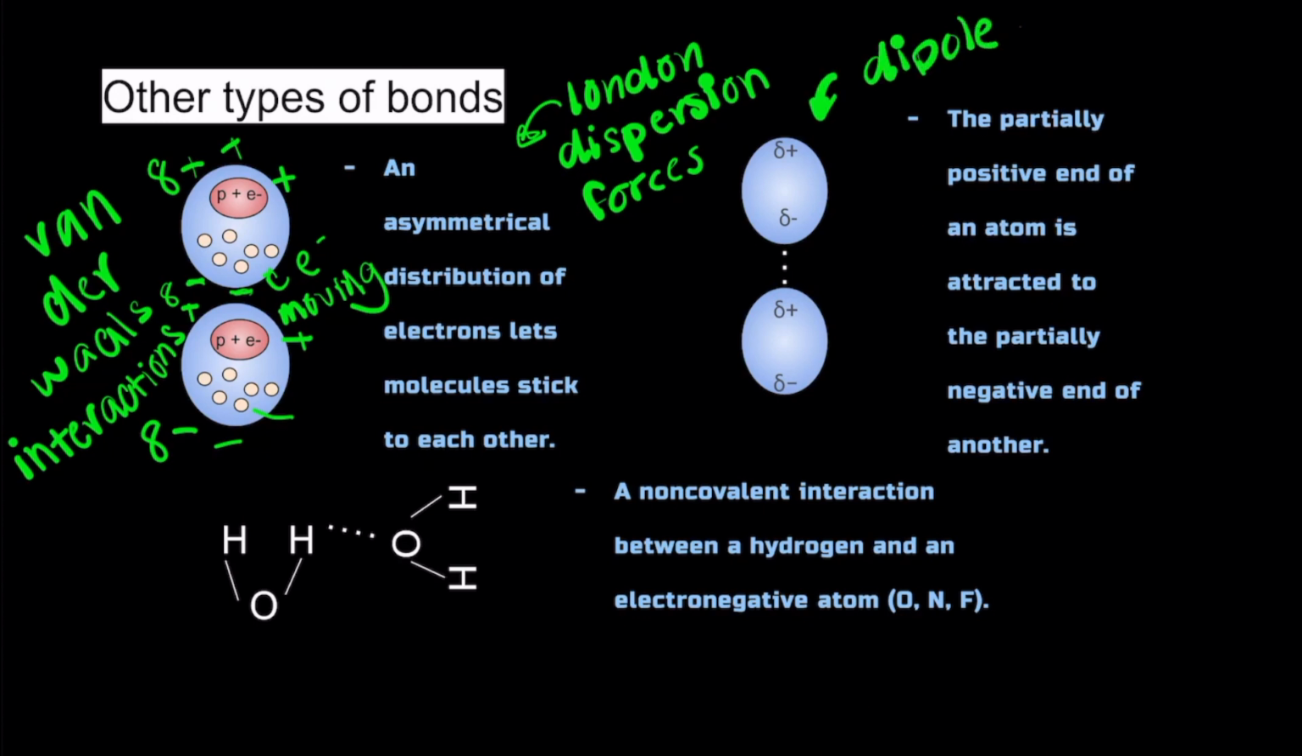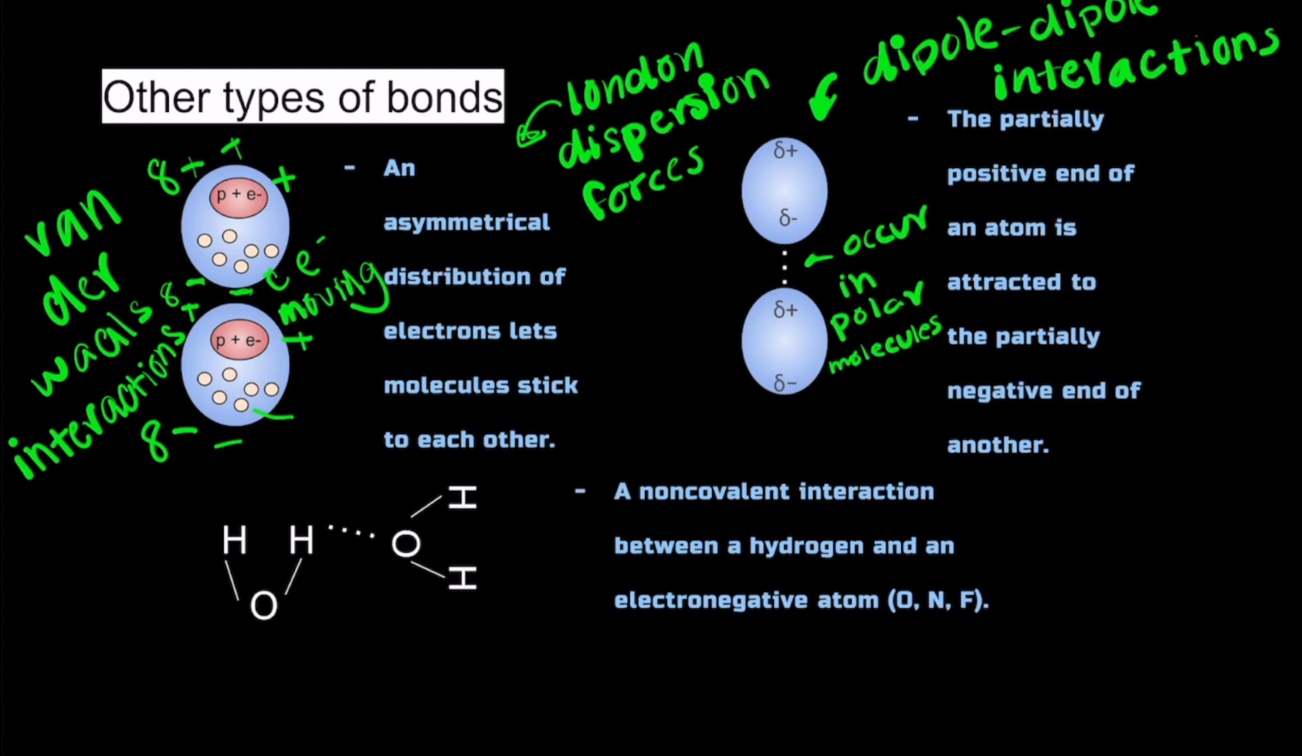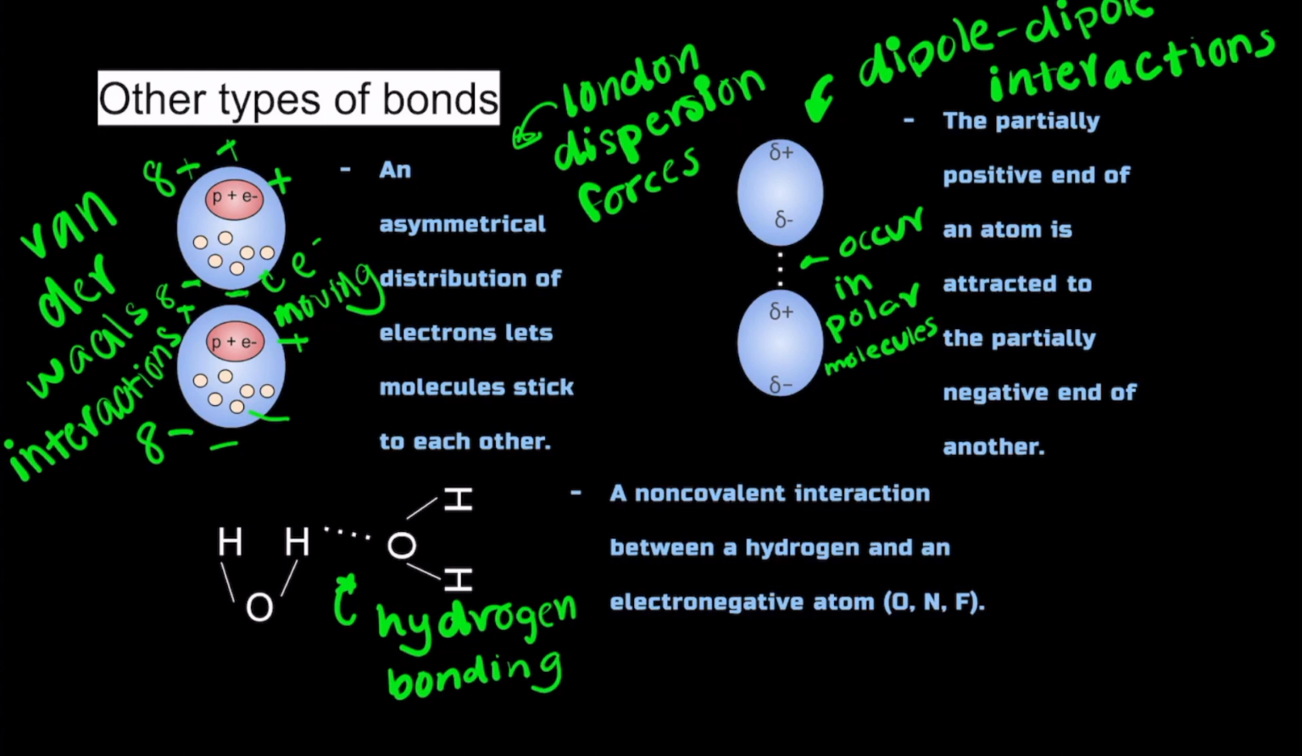Another type of bond would be dipole-dipole interactions, and these occur in polar molecules. The partially positive end of an atom is attracted to the partially negative end of another. And the last one we will be talking about in this video is hydrogen bonding, which occurs when hydrogen is bonded to oxygen, nitrogen, or fluorine. We will talk more about hydrogen bonding in a different video because it's very extensive and important to AP Biology.